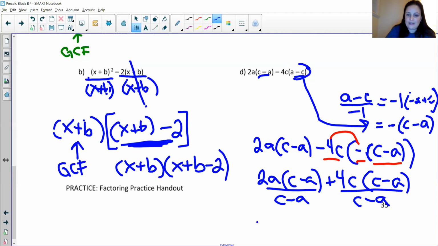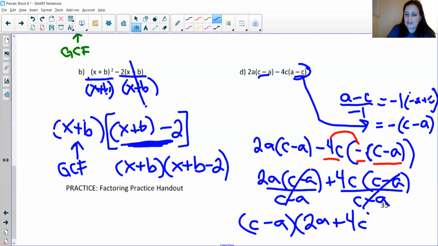And we're left with c minus a as our greatest common factor, which leaves us with 2a here, and it leaves us with positive 4c from the second term. And there we go. We have factored binomials by factoring out the greatest common factor of both terms, leaving the greatest common factor on the outside and leaving what's left after we divide out on the inside brackets.